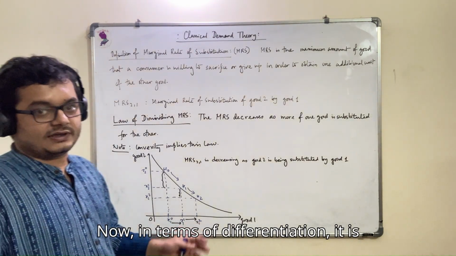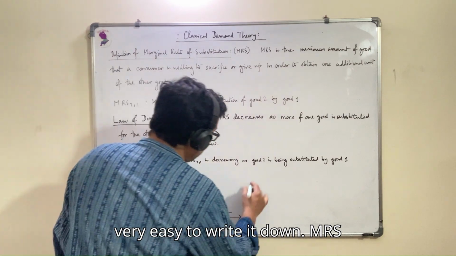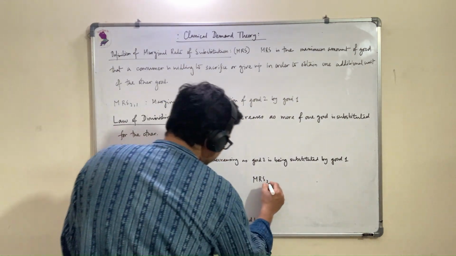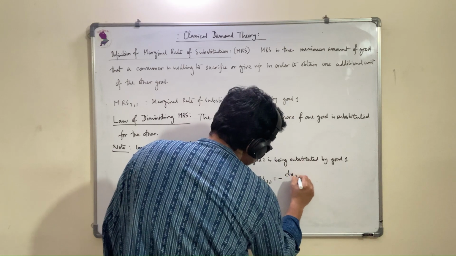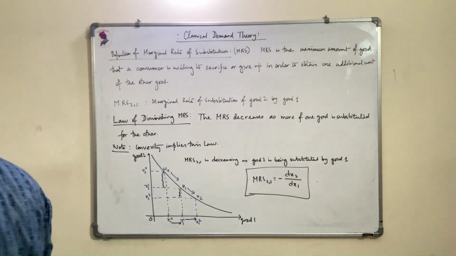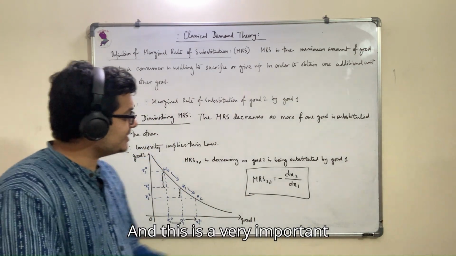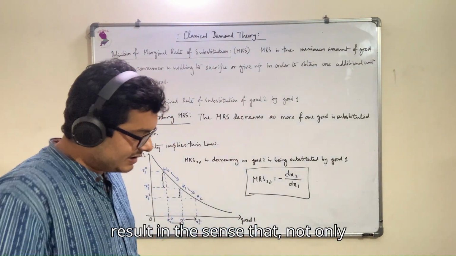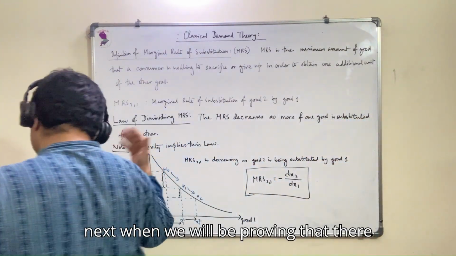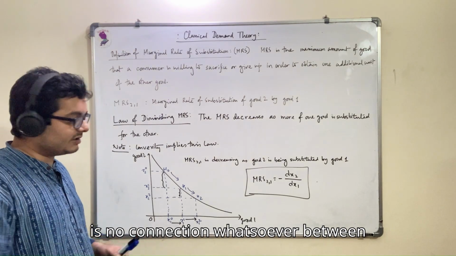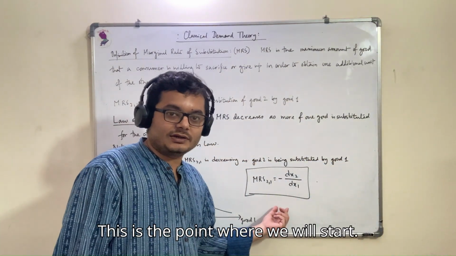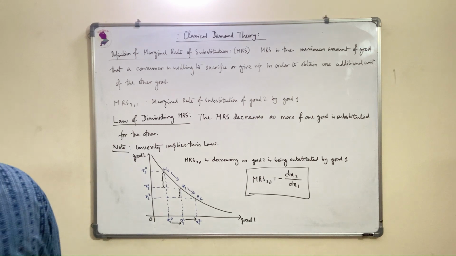Now, in terms of differentiation, it is very easy to write it down. MRS 2,1 simply means minus of dx2 dx1. Okay. And this is a very important result in the sense that not only because it connects slope and MRS, that is trivial, but more so because next when we will be proving that there is no connection whatsoever between diminishing MRS and diminishing MU, this is the point where we will start. Okay.